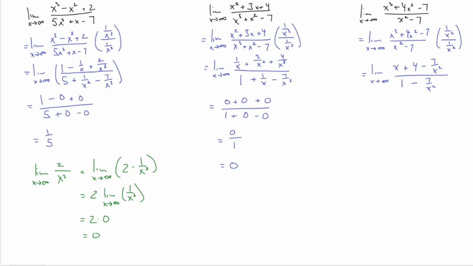What I don't want you to do is write something like this, right? That's equal to infinity plus 4 minus 0 over 1 minus 0, which is equal to infinity. You can't do that. You can't do arithmetic with infinity. Infinity is not a number. Infinity plus 4 is conceptually infinity, but not arithmetically infinity. It doesn't work that way. And so don't do that.